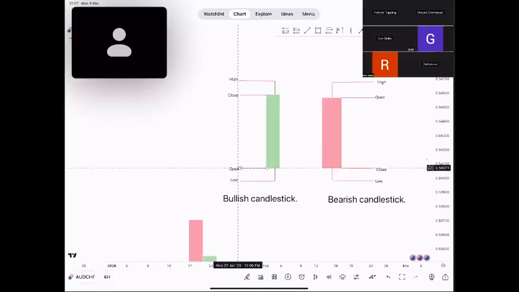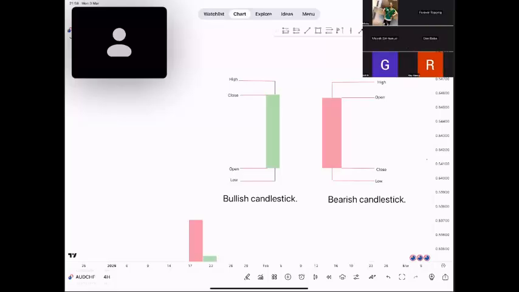Once you hear above, it means that it is to the upside. For something to be above, it means that it is higher than something. So the closing price being above the opening price makes it bullish.